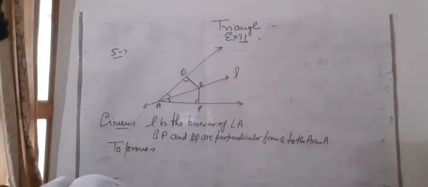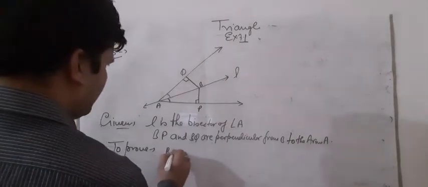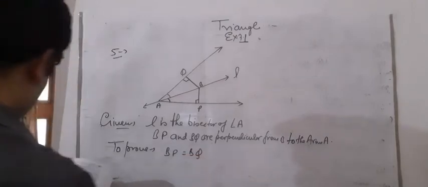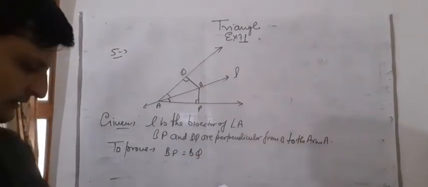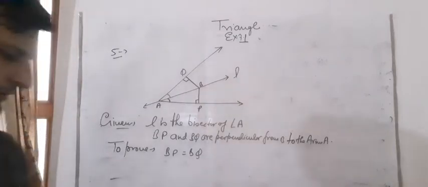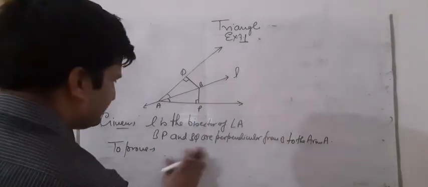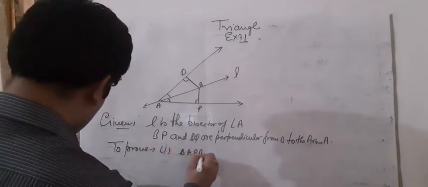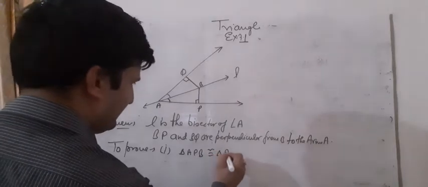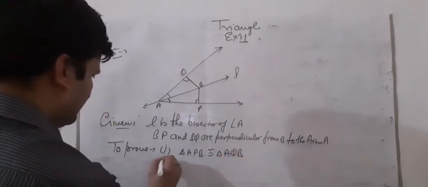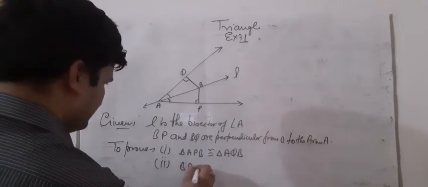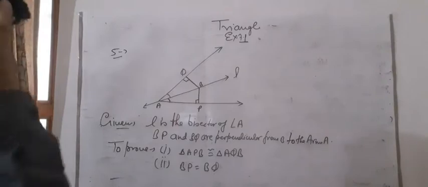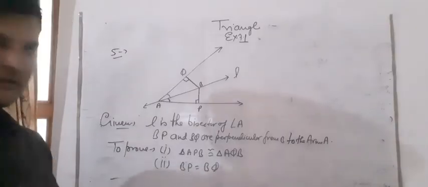To prove that BP is equal to BQ. We have to prove that, so first we have to prove that, first part write down. First we have to prove that triangle APB is congruent to triangle AQB, and second part is BP is equal to BQ. In this we have to prove that triangle APB is congruent to triangle AQB.